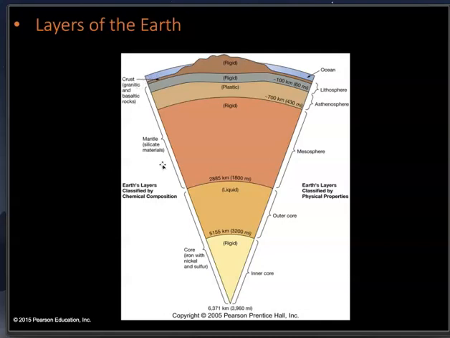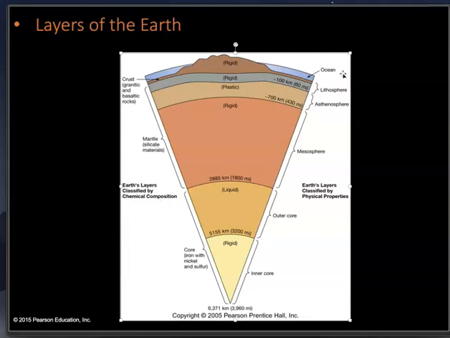The mantle is the layer underneath the crust if we're looking at the Earth in terms of its chemical composition. And the mantle is pretty much made up of silicate materials or silicate minerals. Underneath the mantle is the core, and the core is made up of iron and sulfur, nickel, and some other things. So if we look at the Earth by its chemical composition, we have the crust, the mantle, and the core.